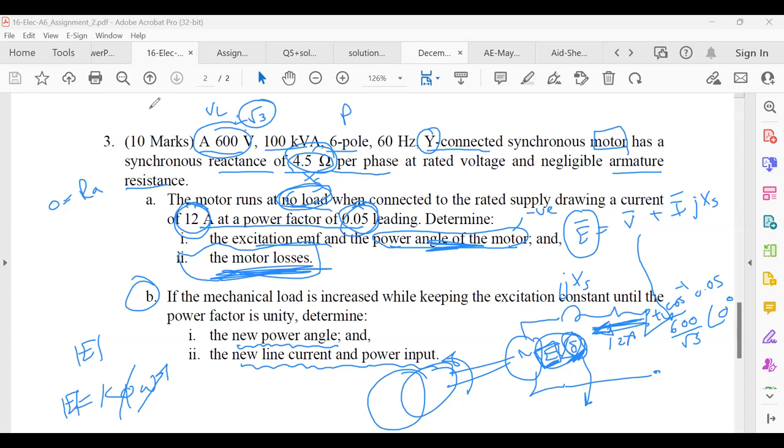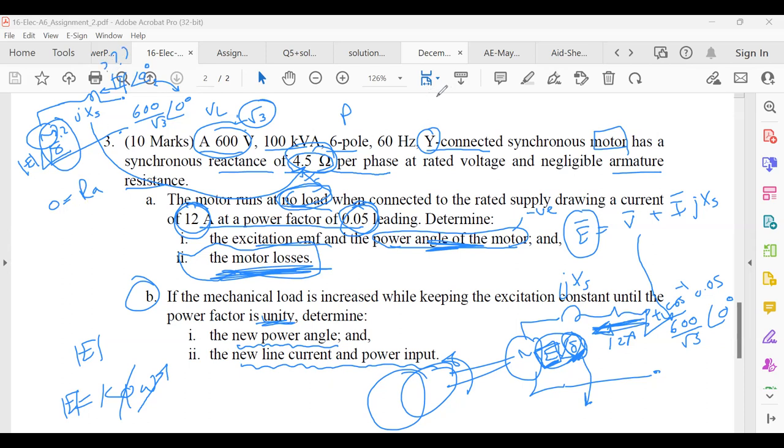So let's see what we have. Definitely the voltage will be the same. You have JXS, and this is the current. They said something about unity power factor, so the angle for this current is zero, similar to the voltage, because it's unity power factor. For the E, you have the magnitude but you don't have the angle, so the angle is unknown. XS, of course, we have it, 4.5. The magnitude of the current is unknown.